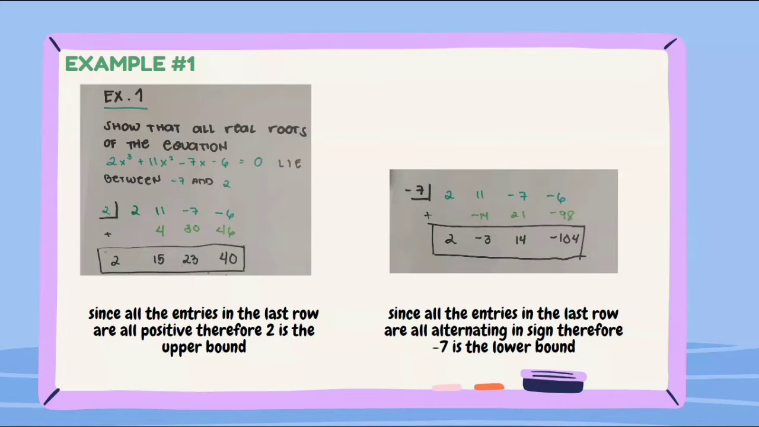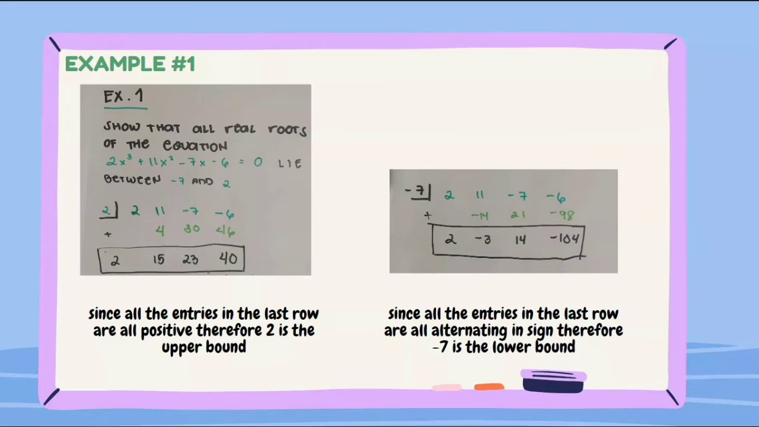Bring down 2. 2 times 2 is equal to 4. 11 plus 4 is equal to 15. 15 times 2 is equal to 30. Negative 7 plus 30 is equal to 23. 23 times 2 is equal to 46. Negative 6 plus 46 is equal to 40. As you can see, all the sums are positive, which means 2 is the upper bound.